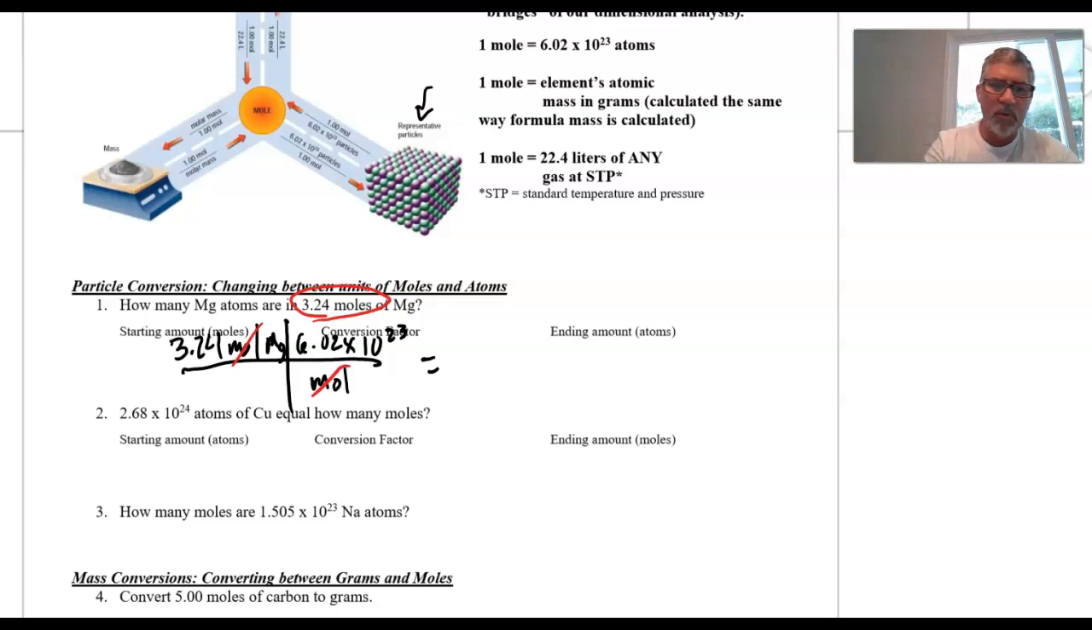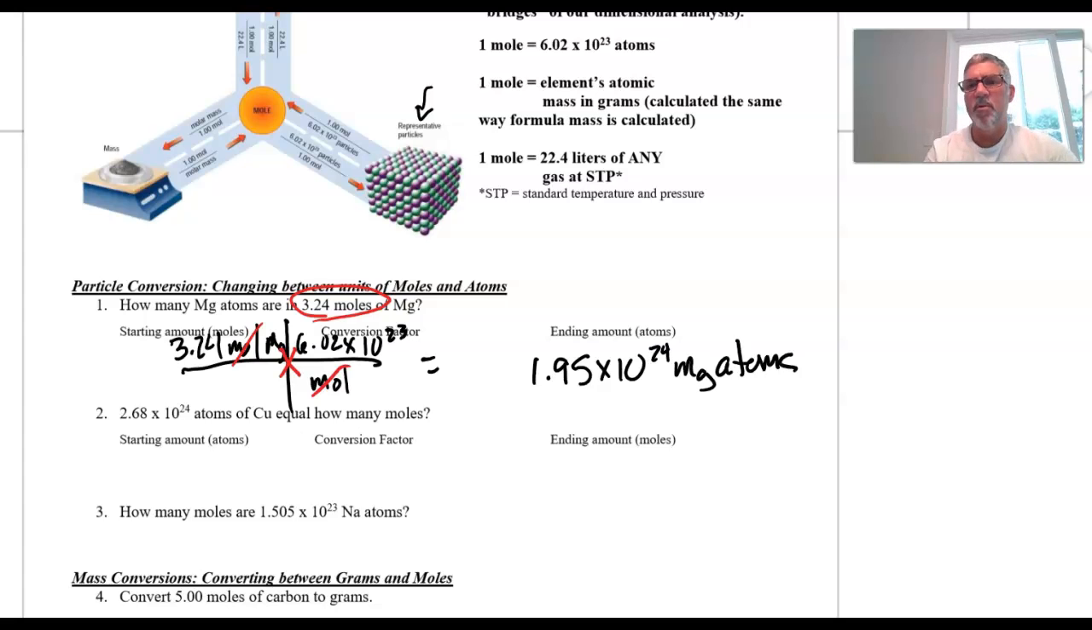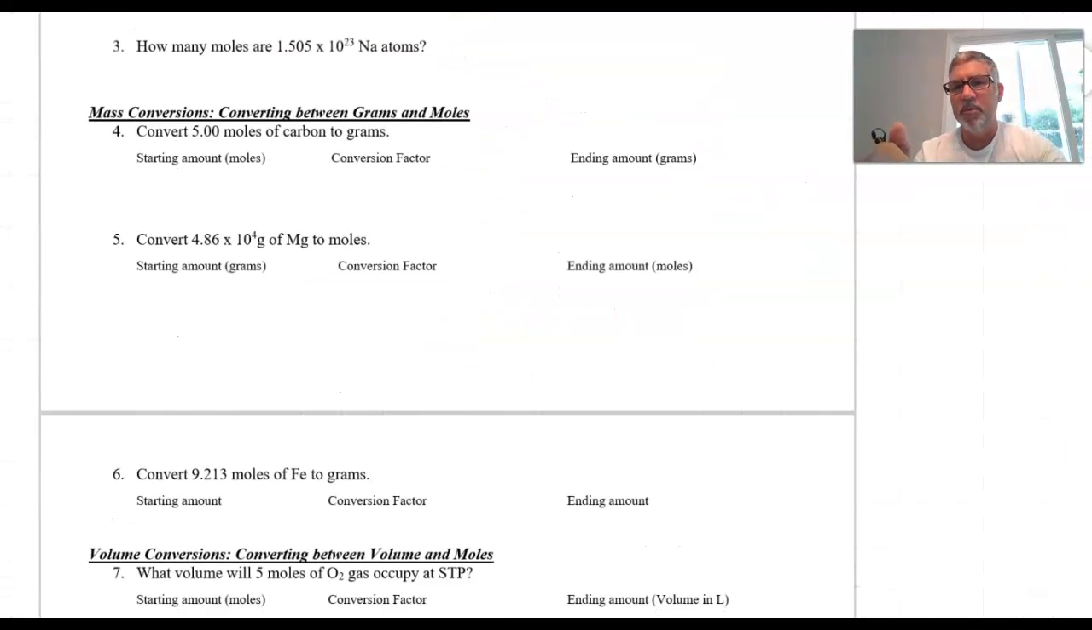And I multiply that. So remember, whenever you see this line down the middle, that means multiply. So I'll end up getting 1.95 times 10 to the 24 milligram atoms. Okay, so when you did this problem, you may have got 19.5 times 10 to the 23, but remember I have to fix my scientific notation to make it correct. All right, so that's an example of that.